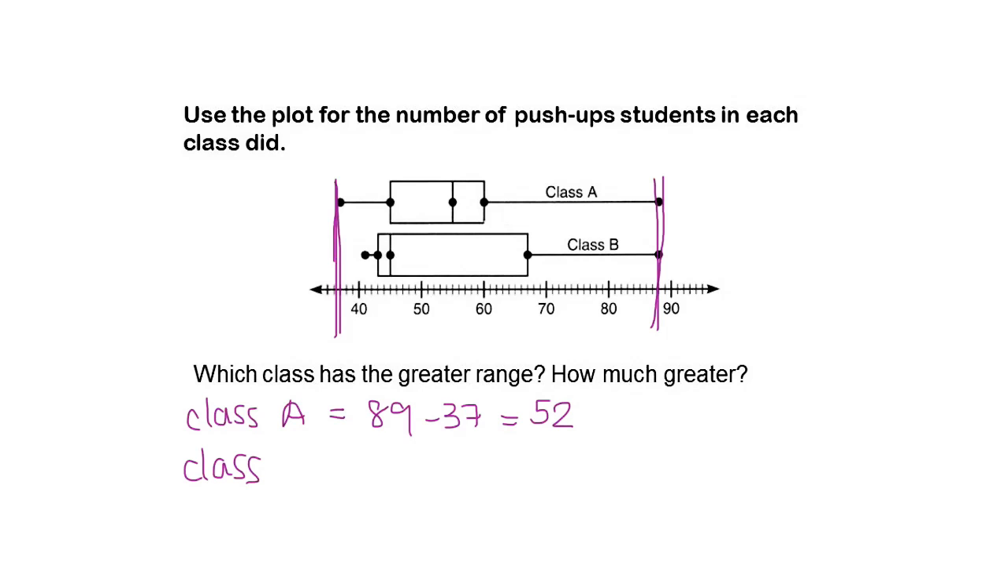And the range for class B would be 89 minus 41. And that would equal 48.